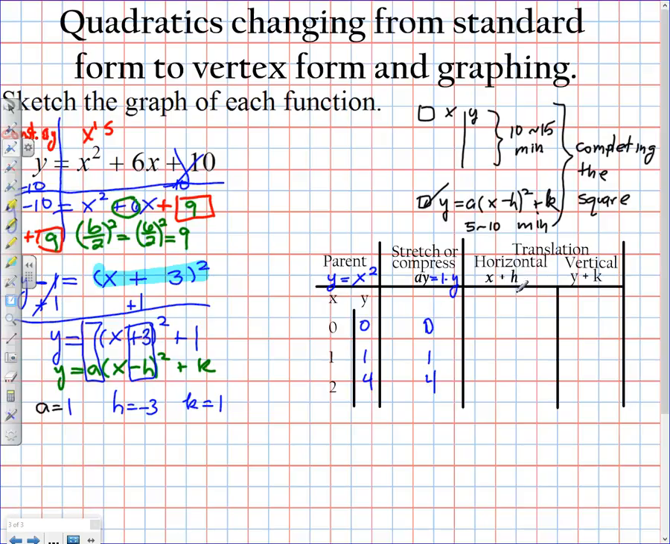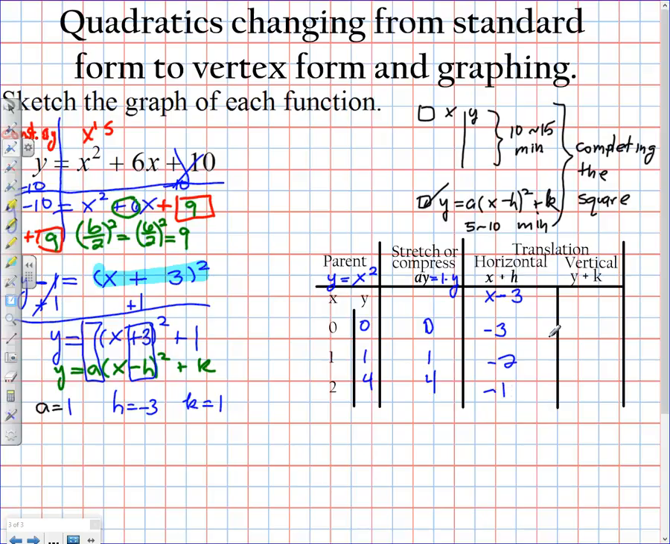Now the translation, remember translation means movement, move horizontally or vertically. The formula is x plus h, and the h value in our case is negative 3. So instead of being plus, it is subtraction. What this tells me is take all the x values and subtract 3 from them. 0 minus 3 will give me negative 3. 1 minus 3 will give me negative 2. And 2 minus 3 will give me negative 1.